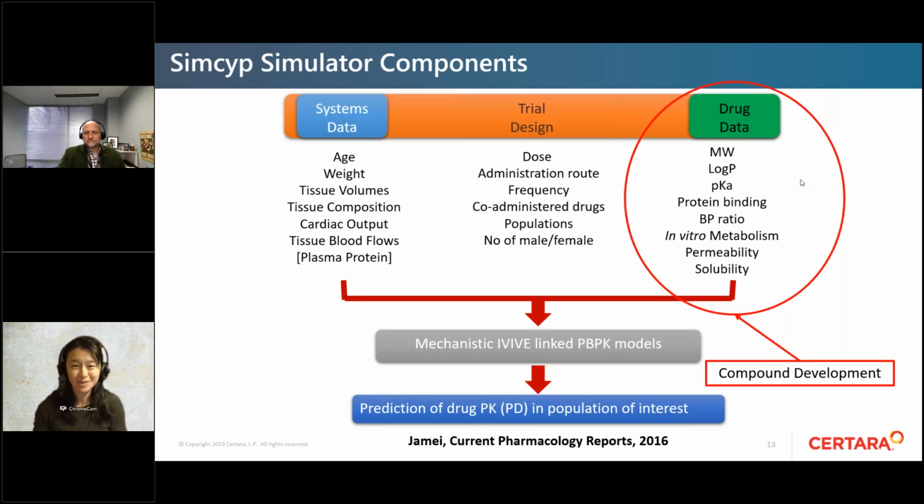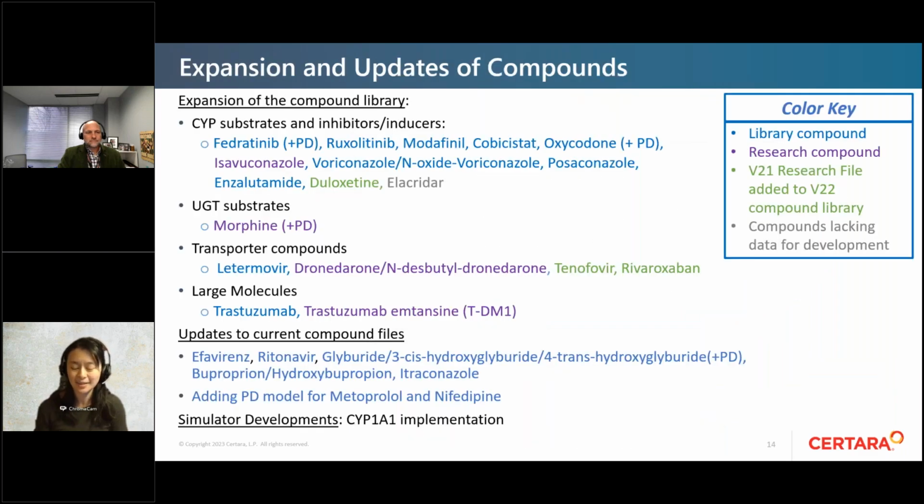So if you can move to the next slide, we'll discuss the compounds that we worked on this year and where you can find them. This slide gives you an overview of what our team did this year. In blue are the library compounds, and these will be available to you in the simulator. How a library compound differs from a research compound, which is highlighted in purple, is that there was enough data to not only develop the compound, but also verify the compound.